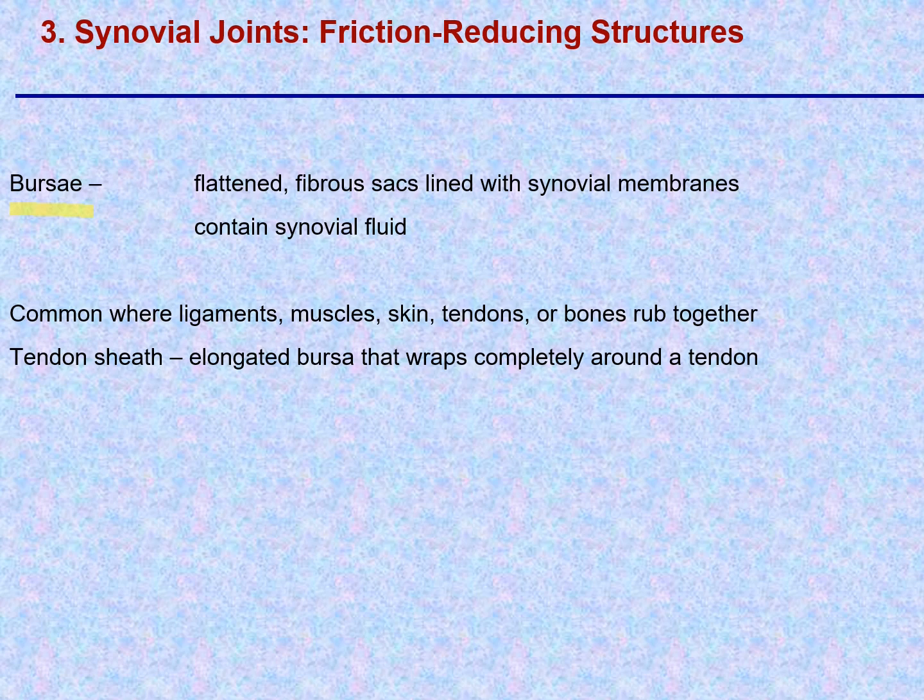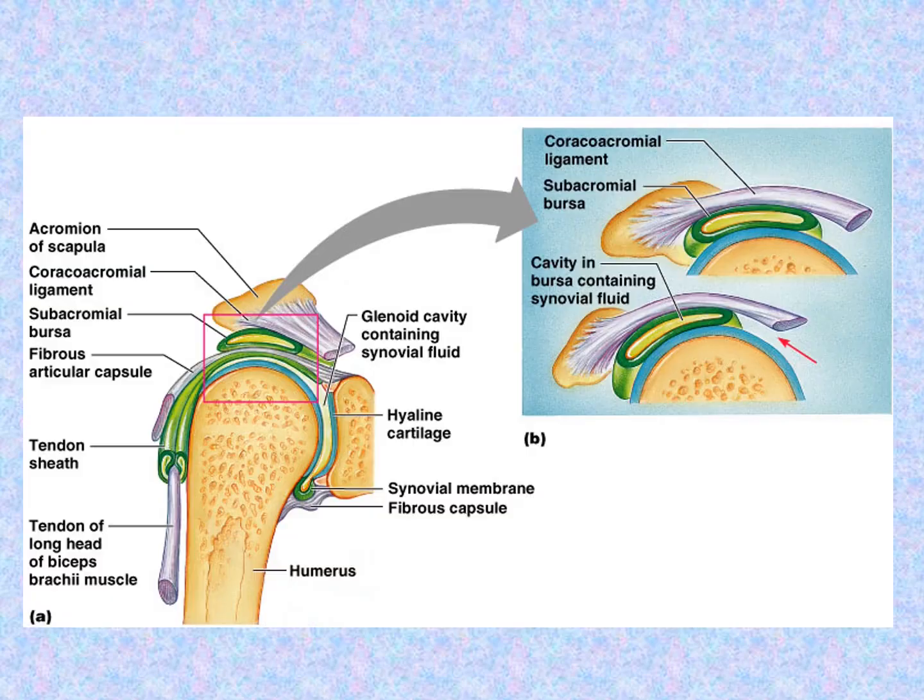They're commonly found wherever ligaments, muscles, skin, tendons, or bones might rub against each other. And I'll show you some diagrams where the bursa are shown. You also have some bursa that are, instead of a sac-like structure, elongated types of sacs completely wrapped around tendons, and that's called a tendon sheath. Okay, that's not called a bursa. Even though it is a type of bursa, it is called a tendon sheath.